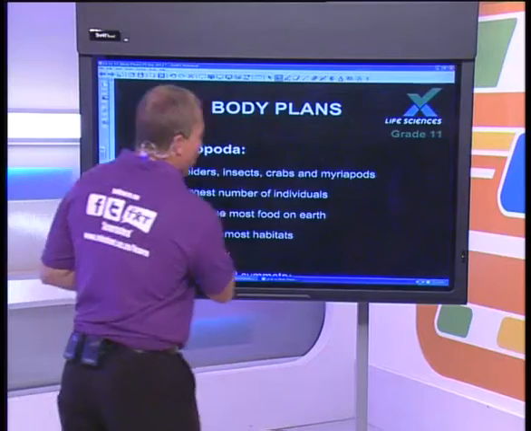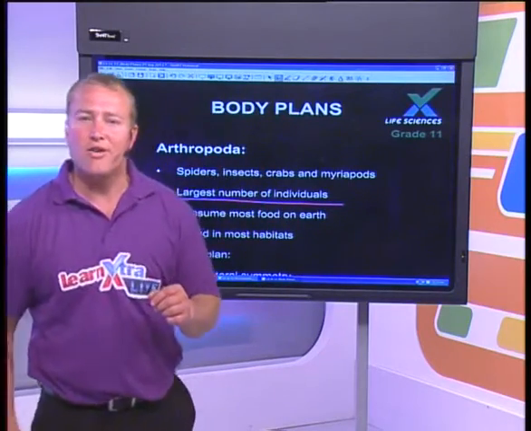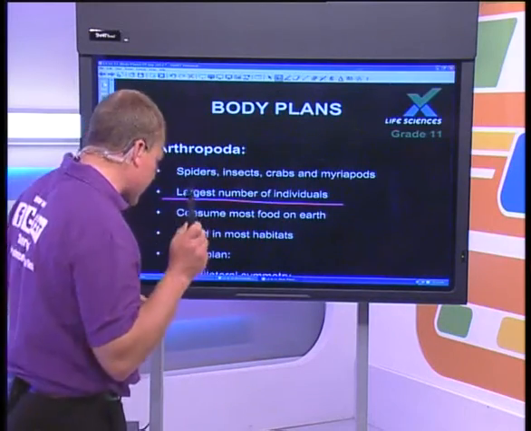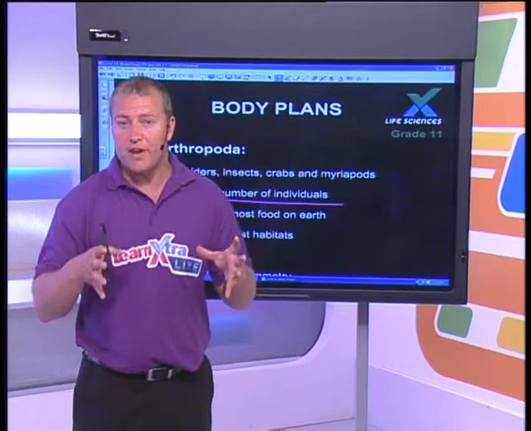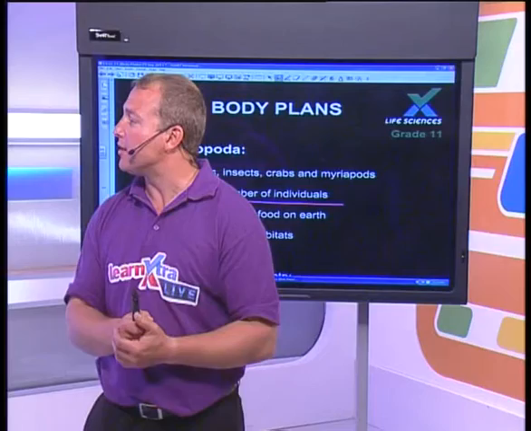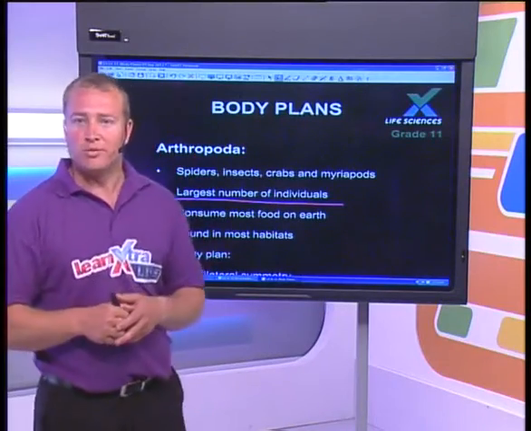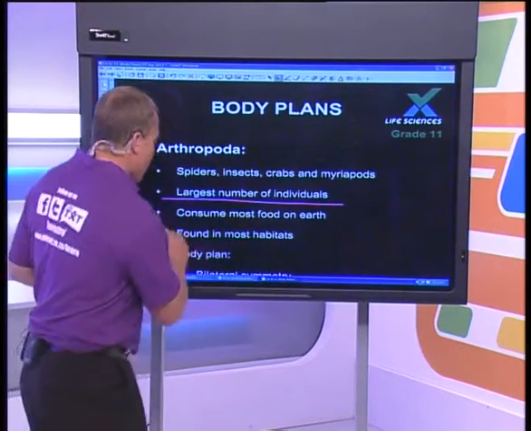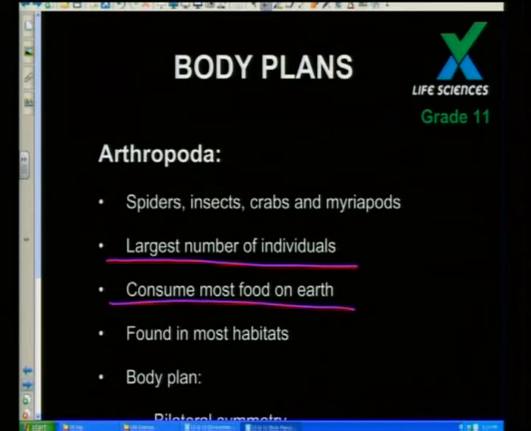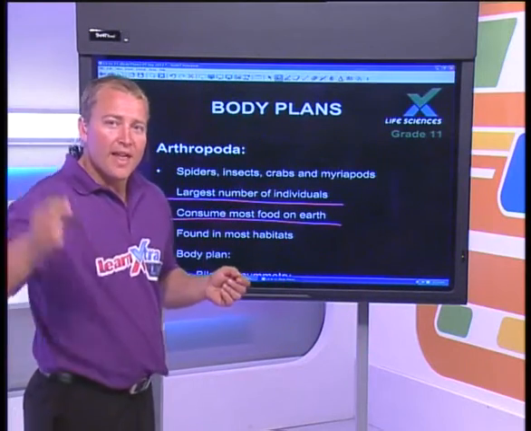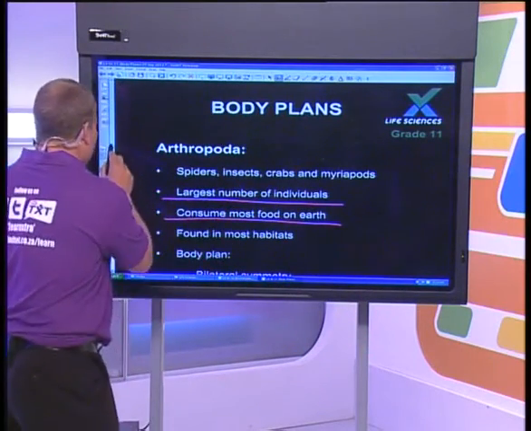Now, they are the largest number of individuals on Earth. There is lots of them. Now remember I said insects. There's a fact that says if I took all the elephants in the world, in South Africa, and I weighed them, and I took all the ants in the world, and I weighed them, the ants would be heavier. That's how many there are. Unbelievable, right? They also eat the most food. These things don't stop eating. They're found in most habitats, all the different habitats we can think of. These are unbelievable.